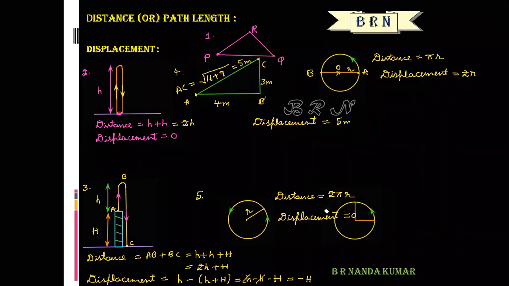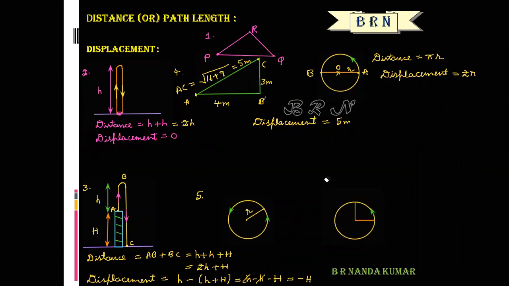Suppose a particle completes 1/4 of a rotation. In this case, what is the distance traveled by the particle? That is pi r divided by 2, right? So this is pi r divided by 2.